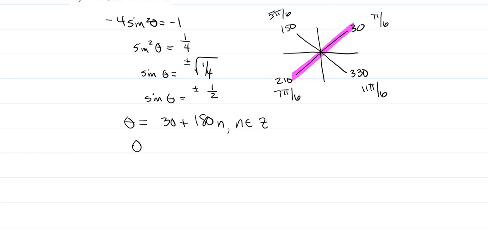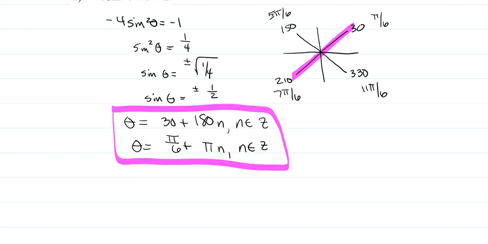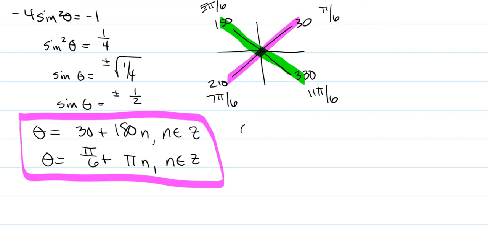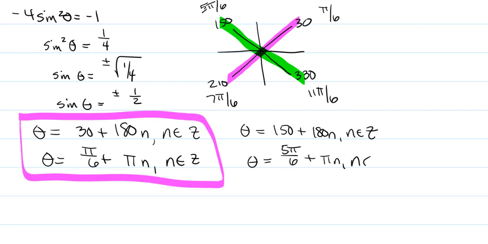Again, if we wanted to write that in radians, we'd simply write pi over 6 plus, now you've got to know 180 degrees is just pi, so plus pi n, and still have your n an element of the integers part. Make sure you have that. Similarly, I've got this other group where 150 and 330 are, and again, they are 180 degrees apart. So I'm going to do the same thing, only using the 150. Theta equals 150 plus 180n, where n is an element of the set of integers. Instead of 150, I could also write that as 5 pi over 6 plus pi n, where n is an element of the set of integers.